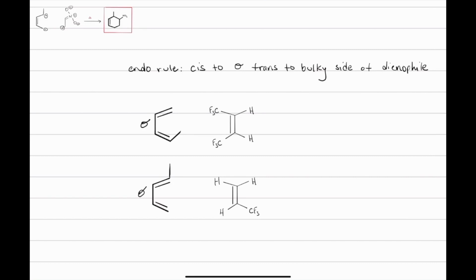So as I said, for the endo rule of cis to sigma, trans to bulky, the exact opposite also applies. So trans to sigma, cis to bulky. Here, our group on our diene forms a trans alkene with the sigma bond, or you may see it being called an outside group. And here is the bulkier side of our dienophile. So that methyl will be on one face of our final product, the six-membered ring, and that trifluoromethyl group will be on the same side. For example, that methyl is pointing towards us, and that trifluoromethyl group is pointing towards us as well.